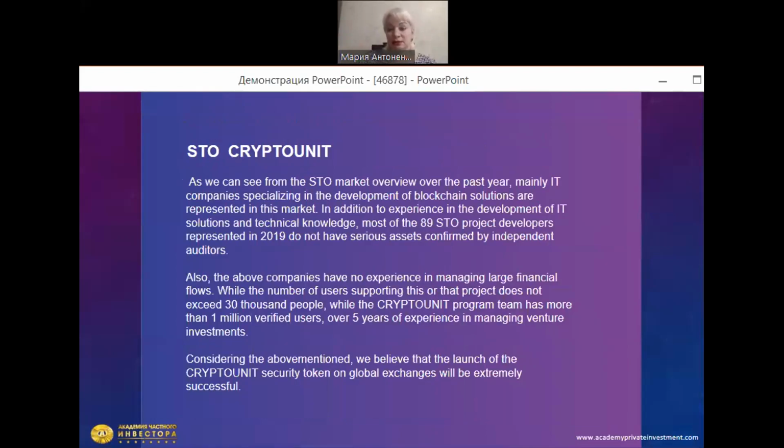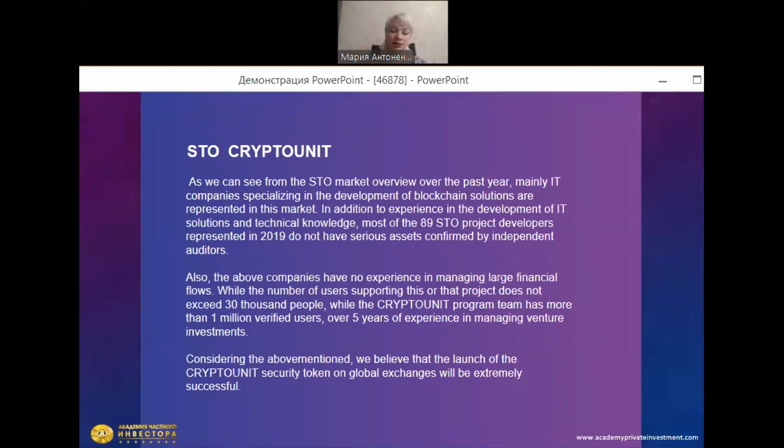As we can see from the review of the STO market, our crypto unit token, security token, is going to be very much in demand, because out of all the previous 89 STO projects, none of them had a diversified approach. No global investment portfolio. Our money is invested in various sectors of the economy which are not exposed to crisis, such as gold mining or basalt production.